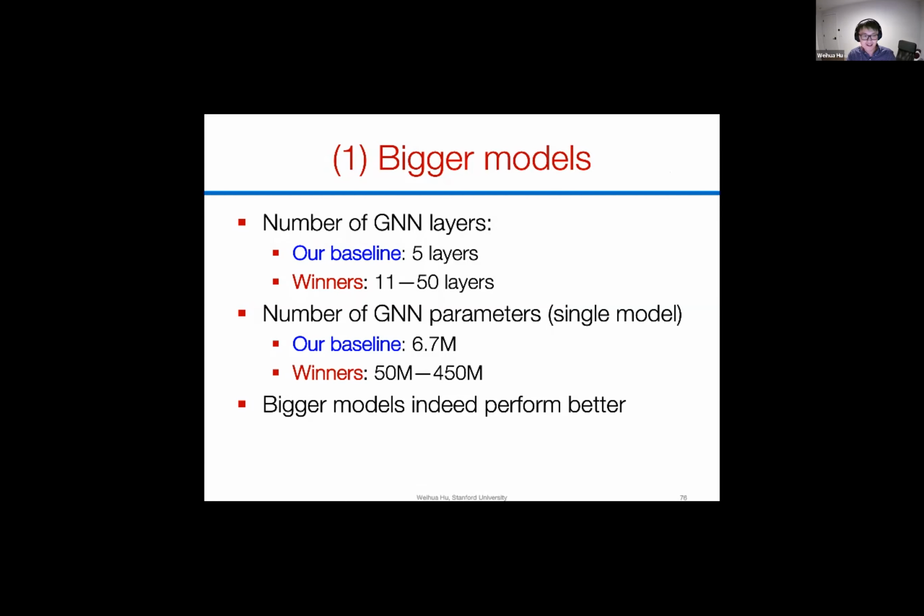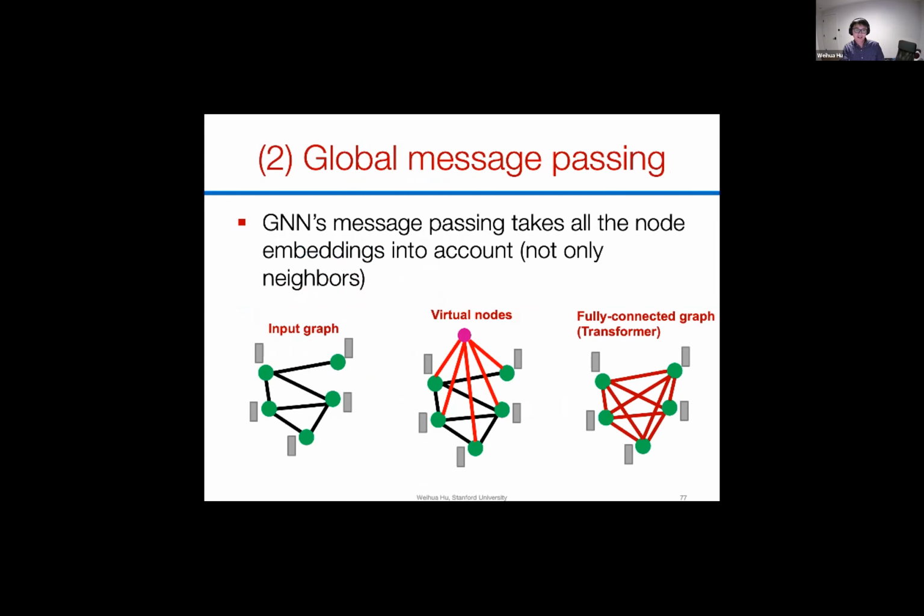And the number of GNN parameters accordingly increased by a large margin. It's an interesting trend that on a big data set, the bigger models indeed perform better, similar to what the computer vision and NLP communities see. The second trend is that all the winning solutions use global message passing, where GNN message passing takes all the node embeddings into account, not only its neighbors. So the virtual node is what has been presented before, and the Graphormer also does this interesting global message passing using a fully connected graph. So these tricks seem to be very promising.